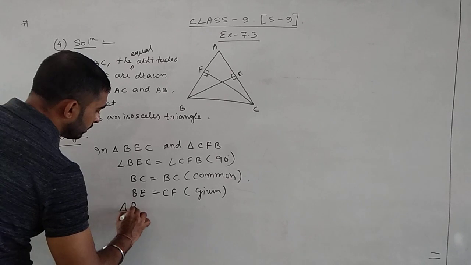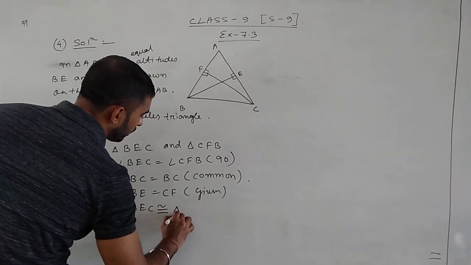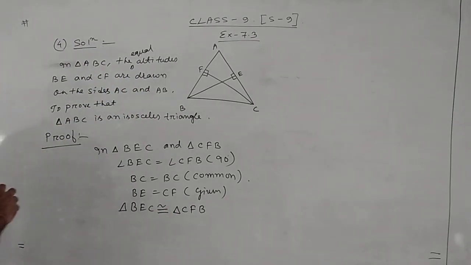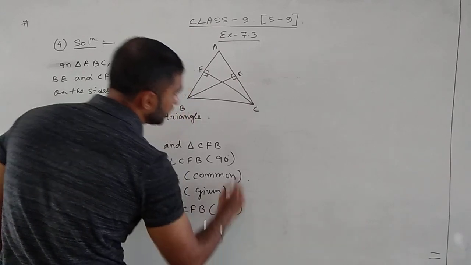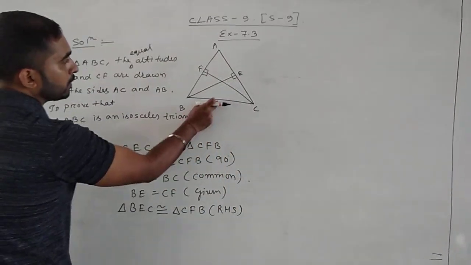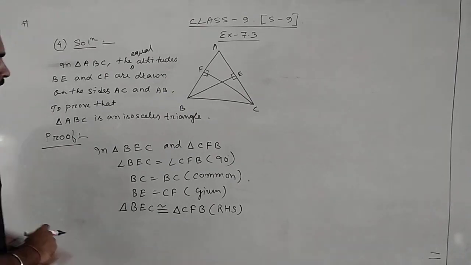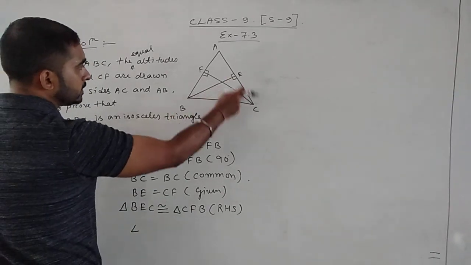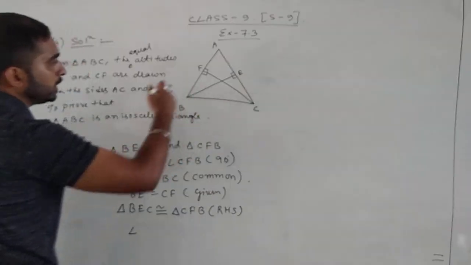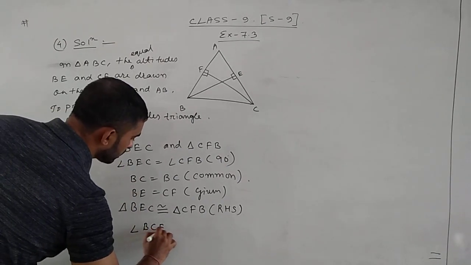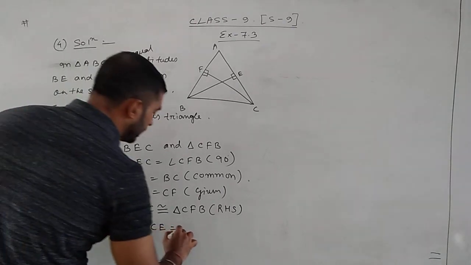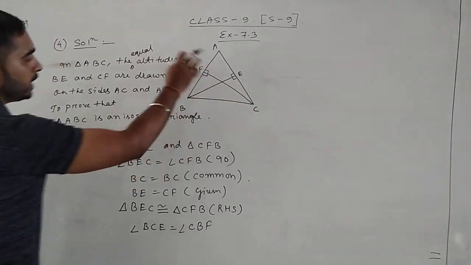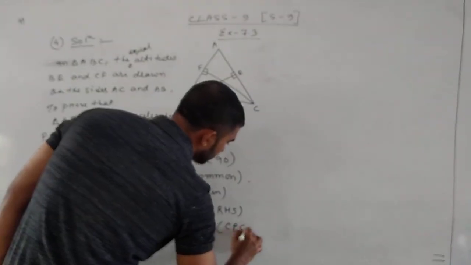So triangle BEC is congruent to triangle CFB by right angle, hypotenuse, side. If these two triangles are congruent, then we can say that angle BCE equals angle CBF. These are CPCT.